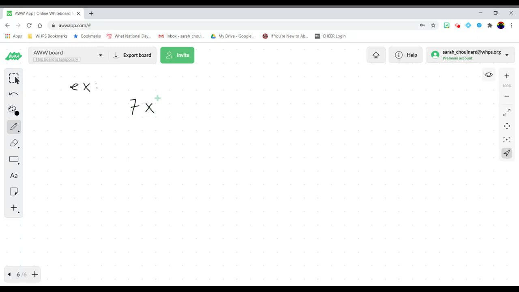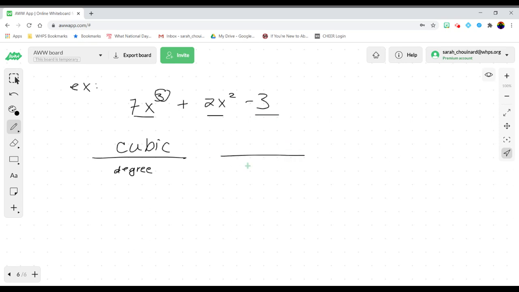So if I had 7x cubed plus 2x squared minus 3. Notice this is in standard form because it's going from 3 to 2 and then to 0. If I give it a first name, the first name is based off of the degree. So the highest exponent is 3. So this is going to be called a cubic. And this has 3 terms. So the last name, based off the number of terms, is trinomial. So this is a cubic trinomial.